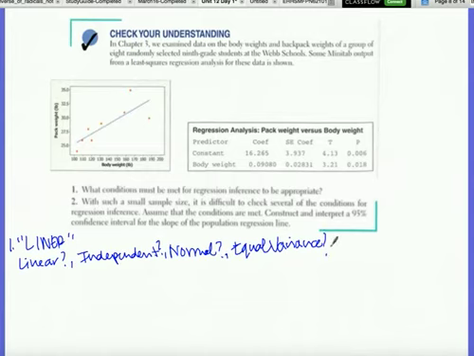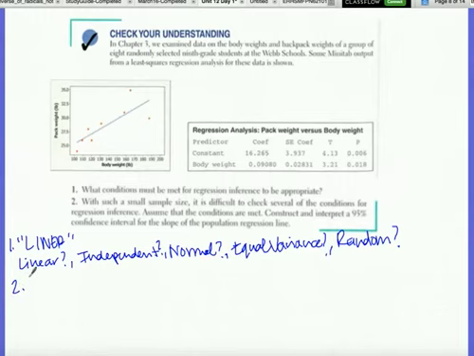We would need to know that the residuals show roughly equal scatter for all the x values. And we would need to know if the observations were produced from random sampling or randomized experiment.